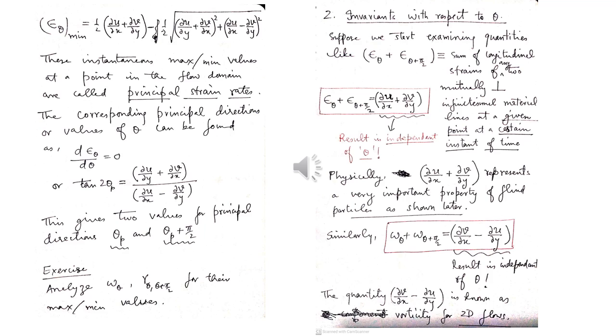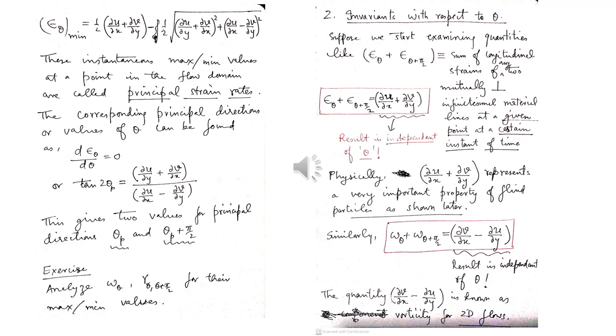So physically, whatever pair you choose, the pair must be mutually perpendicular infinitesimal material lines, but it may be oriented at any angle. That means I can rotate my mutually perpendicular pair at a given point and at a certain instant of time. I can take any mutually perpendicular pair, because when it is independent of theta, it means that you can choose any mutually perpendicular pair.